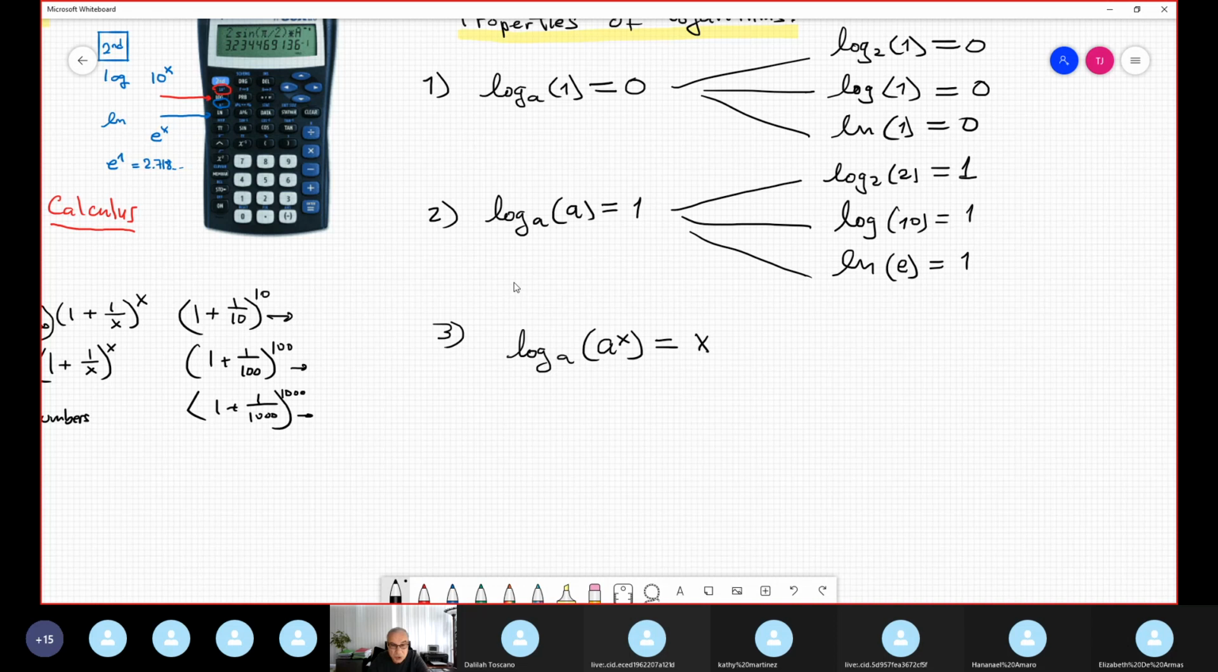And when you compose both together, it doesn't matter, the order is not important, they undo each other, and the answer is the identity function. For example, logarithm of 10 to the x is equal to x. ln e to the x is equal to x. log base 2 of 2 to the x.